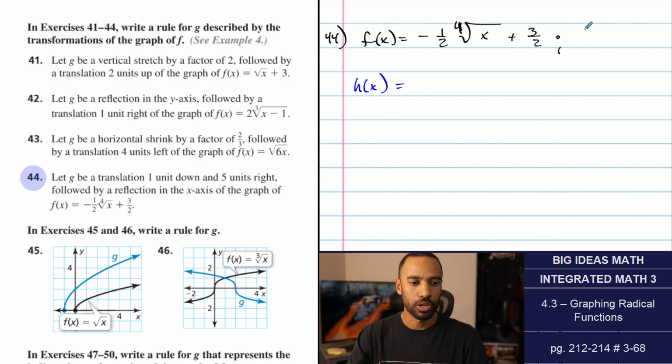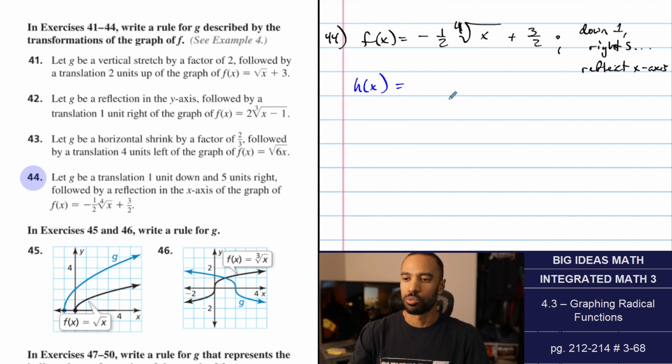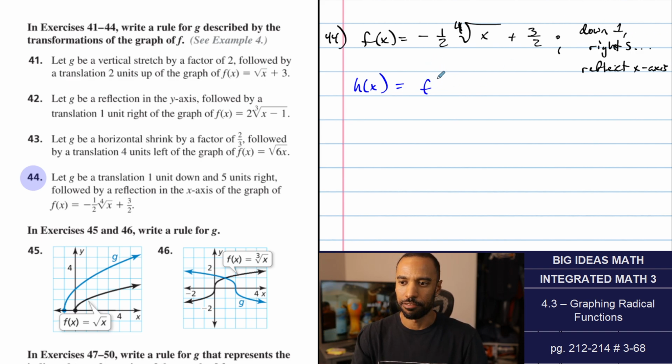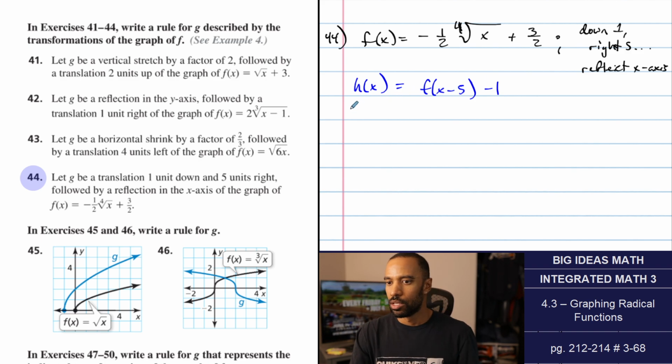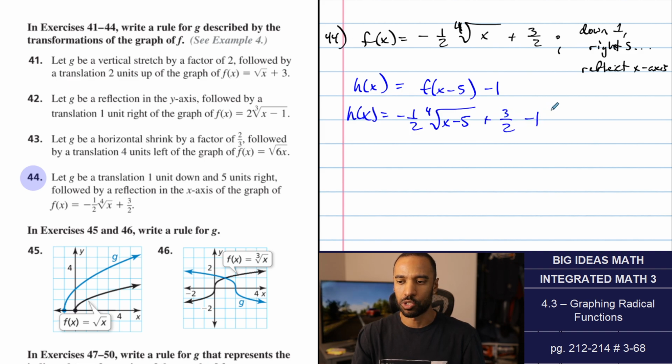Let me write them though. You're going down 1, right 5, and then you're going to reflect across the x-axis like that. Okay, so down 1, we're taking our f of x and we're going down 1. Right 5 is like that. We'll start with these two. So h of x equals, this will be negative 1/2 times the 4th root of, you substitute x minus 5 in for x, and we have plus 3/2, and we subtract 1 from that whole thing.